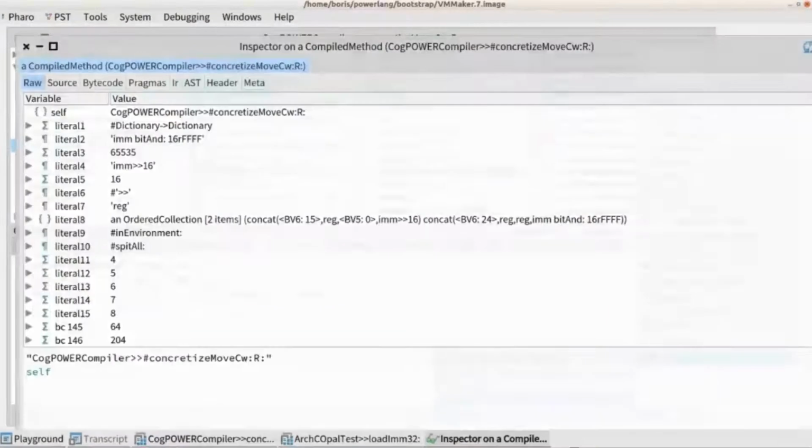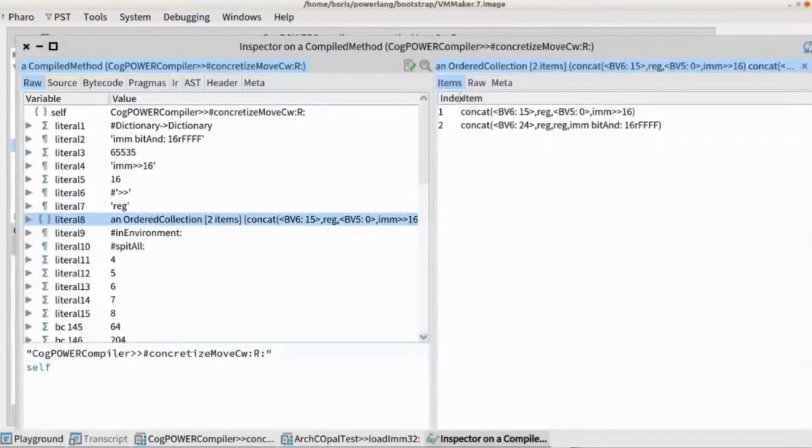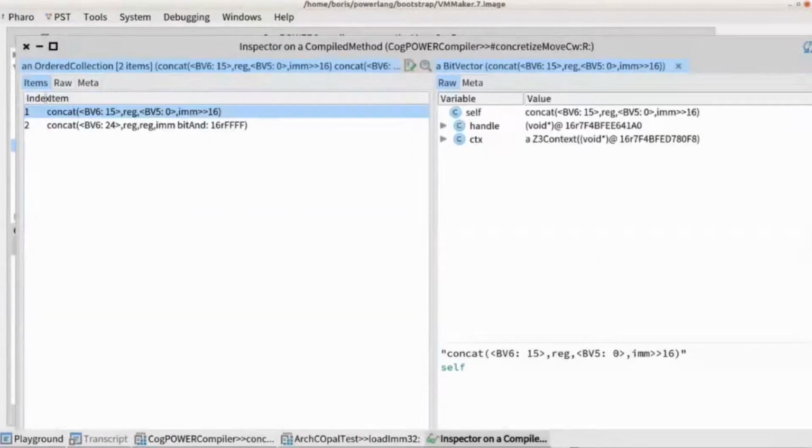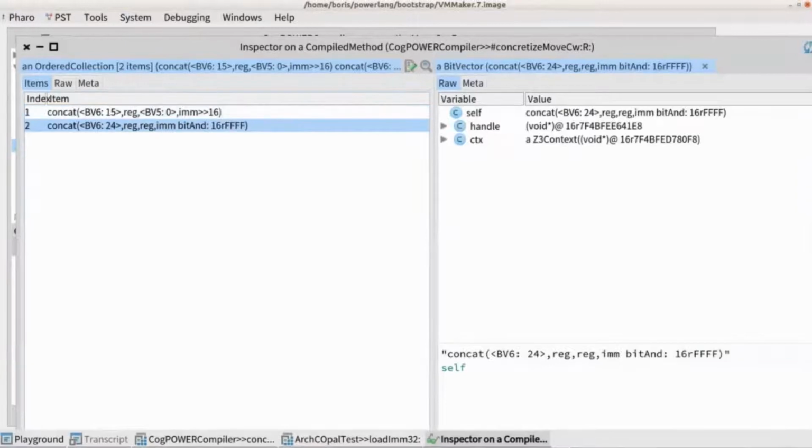Here's the bytecode that this source gets compiled to. This here is a bit vector AST in the Microsoft Z3 prover. So these are ready-made instruction encodings. At runtime, the JIT just spills them onto the instruction stream.